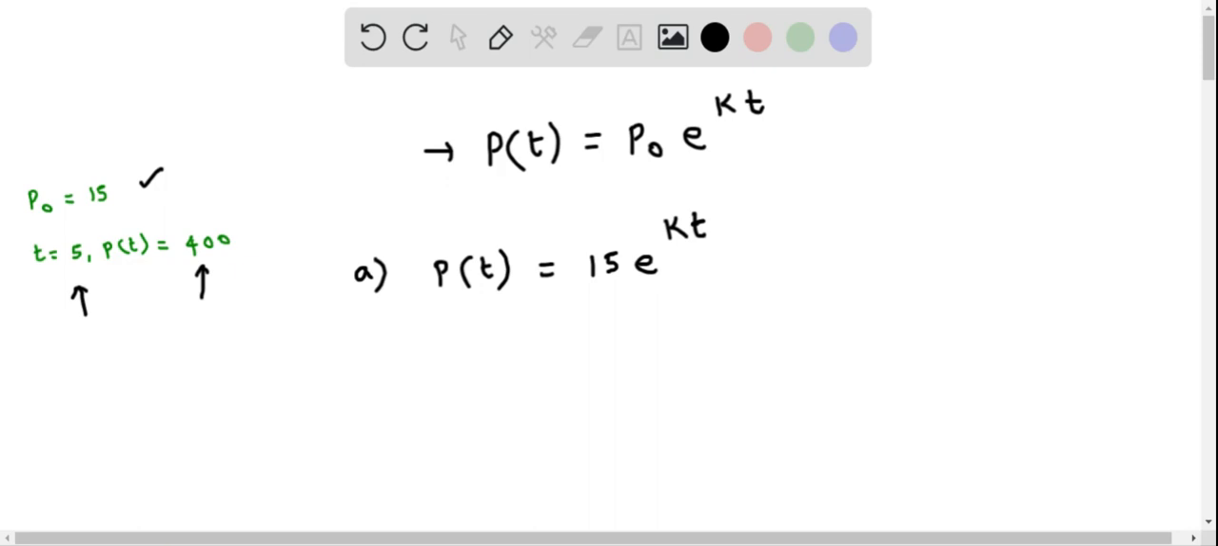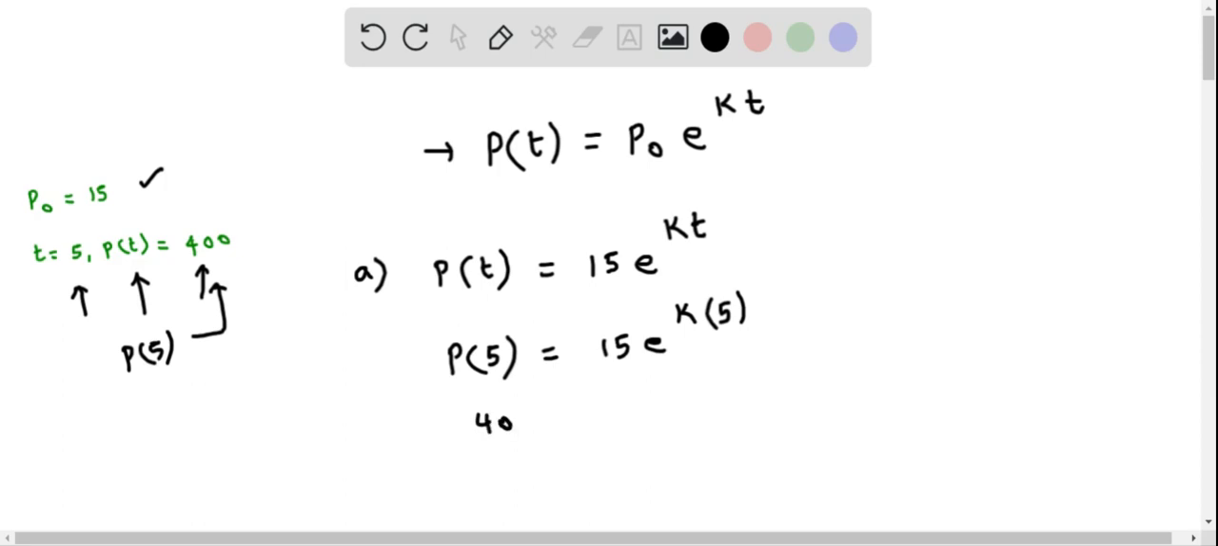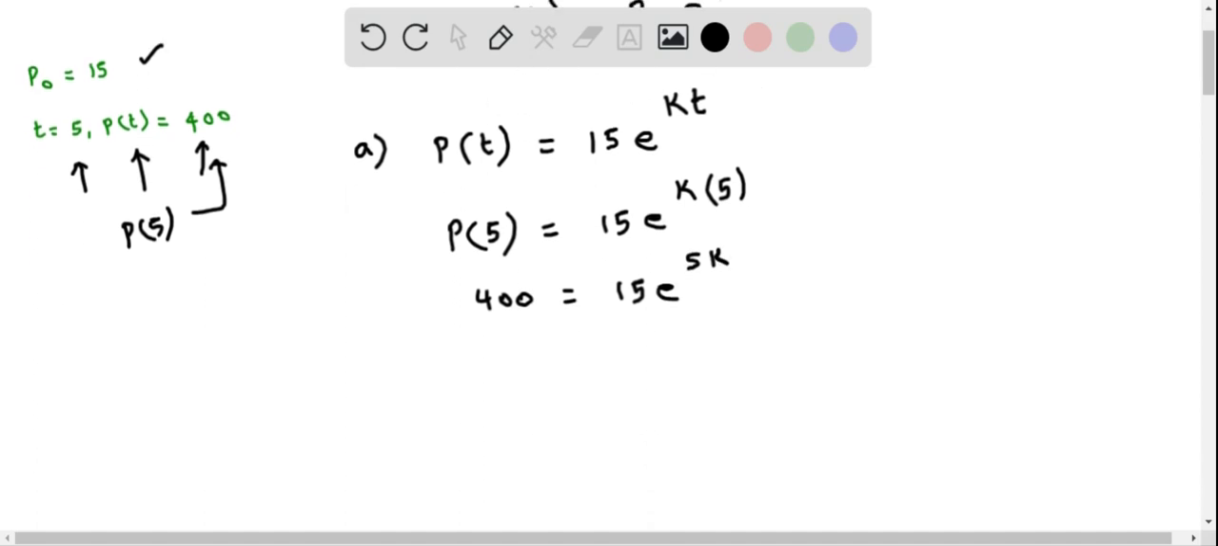So I'm going to plug in t equal to 5 here. That is, P of 5 equals 15 times e raised to the power of k times 5. And P of 5, if you replace t equal to 5 here, equals 400. So let's replace P of 5 by 400, and this equals 15 times e raised to the power of k times 5, which is 5k. We have to solve for k from this equation. First, let's divide both sides by 15. So we get 400 divided by 15, and this equals e raised to the power of 5k.